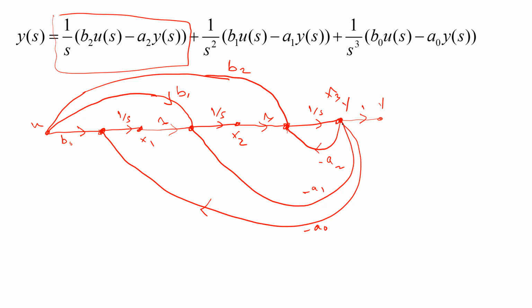Now, if this is x3, what is before the integrator? It's x3 differentiated, x3 dot. And this is going to be x2 dot. And this is x1 dot.